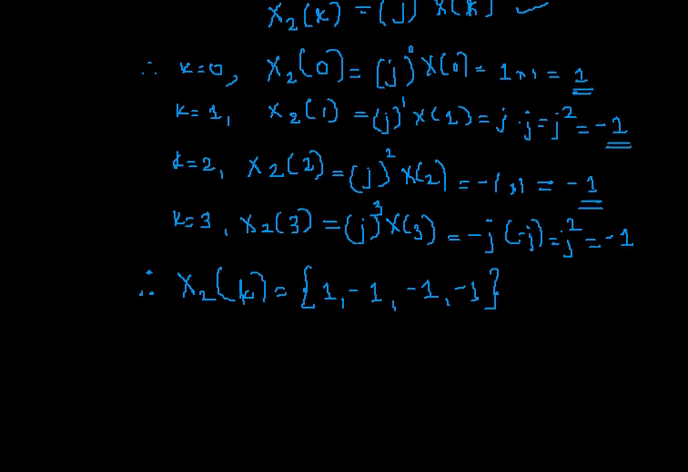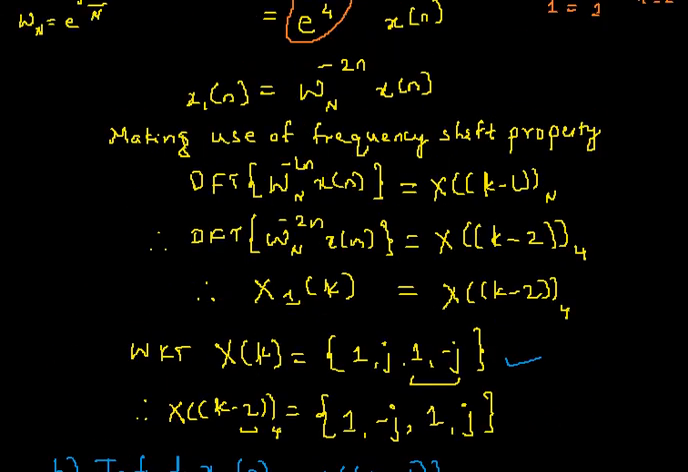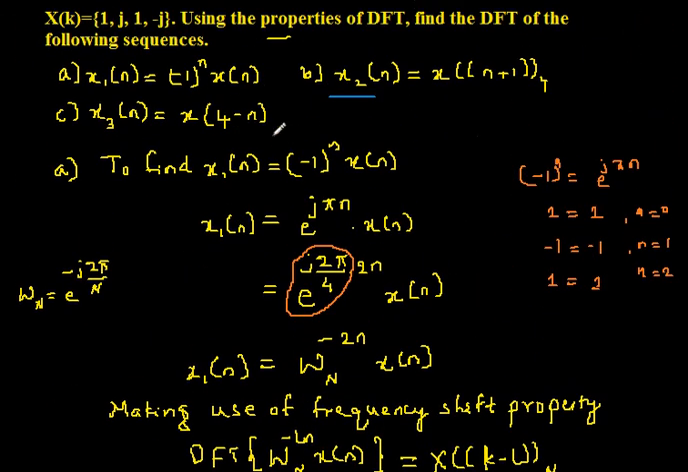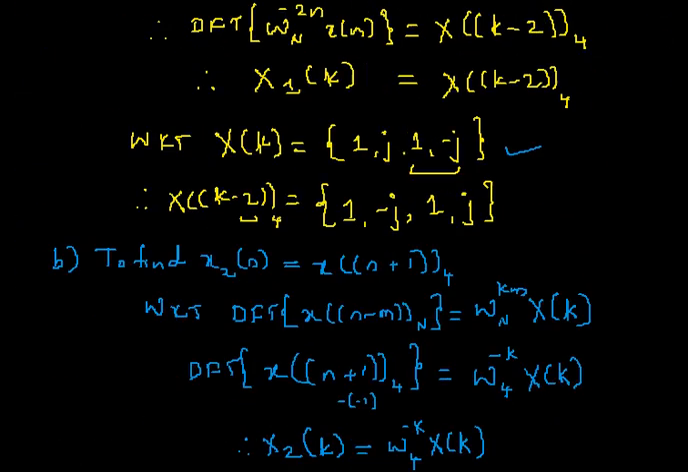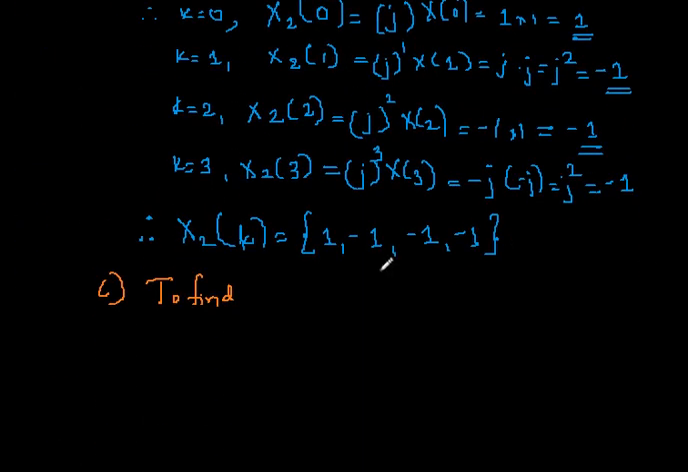Is that okay? So we are left with the last part, that is C, to find. Let me go up and check what the question was. The question was x3 of n is equal to x of 4 minus n. I need to find the DFT of that, the DFT of x3 of n equal to x of 4 minus n.